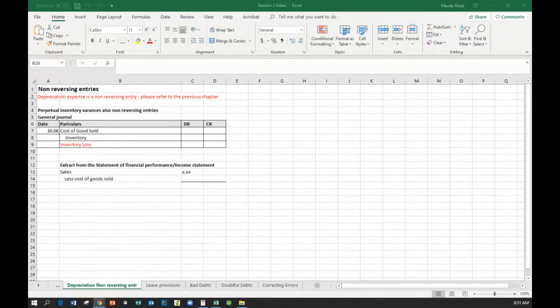This recording is looking at non-reversing entries, and I'm in your resource book on page 85. What happens with all our accruals and prepaids is that on the first day of the financial year, we reverse those entries. The reason we reverse those entries is the matching principle: we're matching the revenue and expenses to the year that they are being incurred. However, there are some entries that we don't reverse.